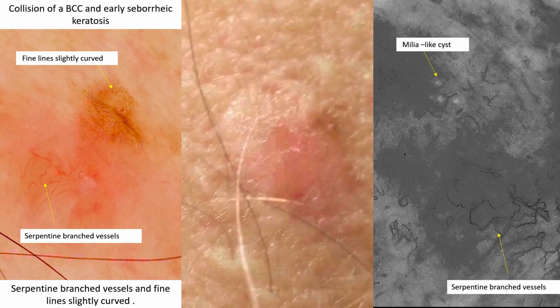In this lesion, we actually have an area clinically that's pink and raised and some brown at the periphery. With dermoscopy in the contact polarized mode, we see some serpentine branch vessels, and at the periphery some fine lines slightly curved. In the near ultraviolet light mode, we see milia-like cysts with the serpentine branch vessels, a collision of a basal cell and early seborrheic keratosis.